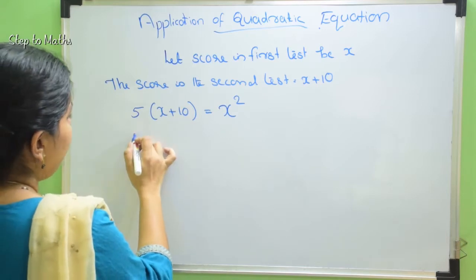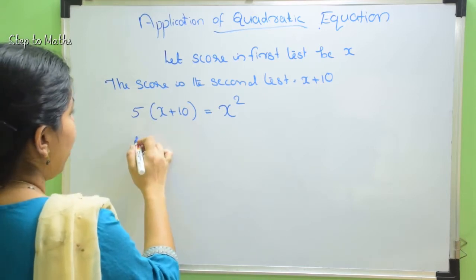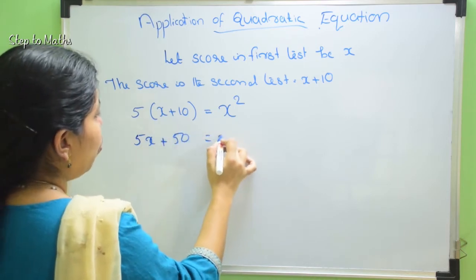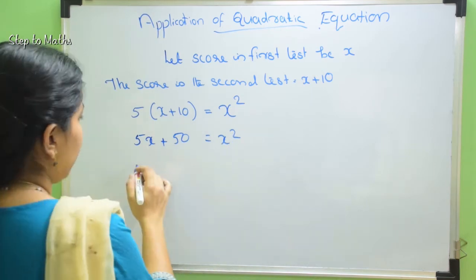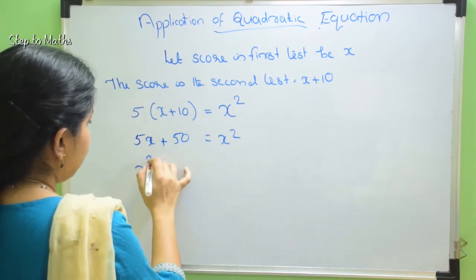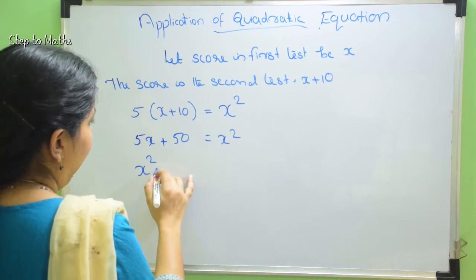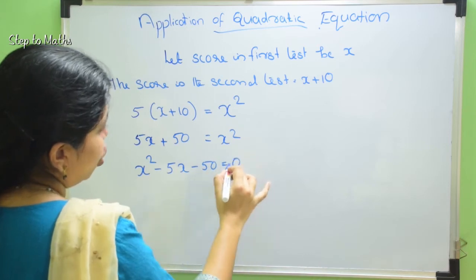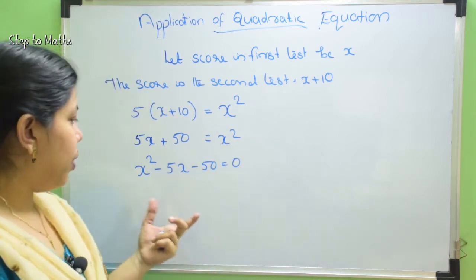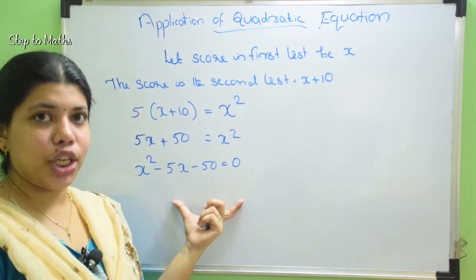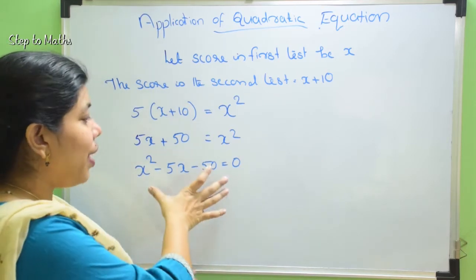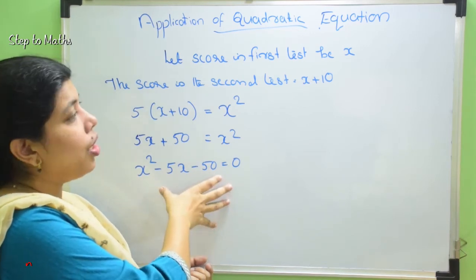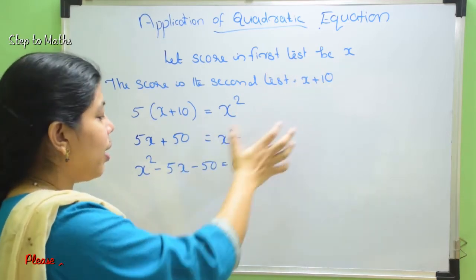Expand this: 5 into X plus 10. We can write it as 5X plus 50 equal to X square. Rewrite this in the standard form of a quadratic equation: X square minus 5X minus 50 is equal to 0. That means we formed a quadratic equation corresponding to the given conditions.